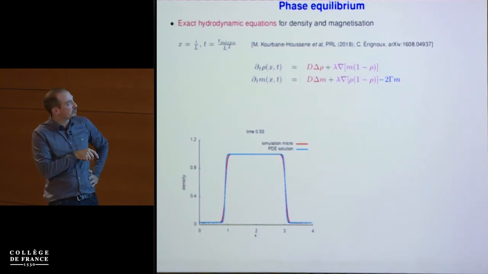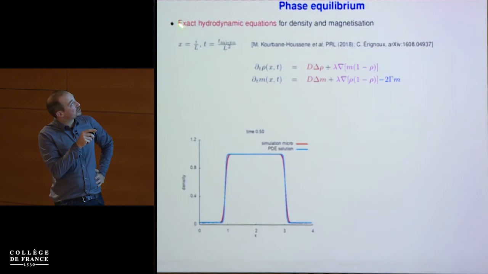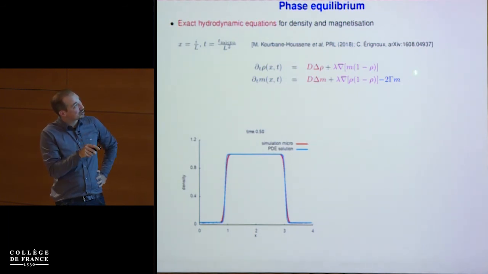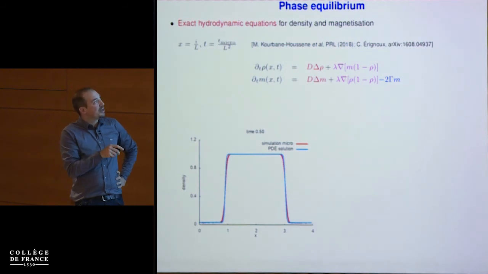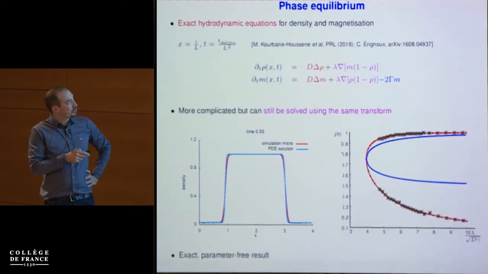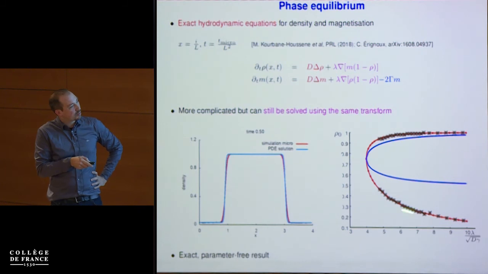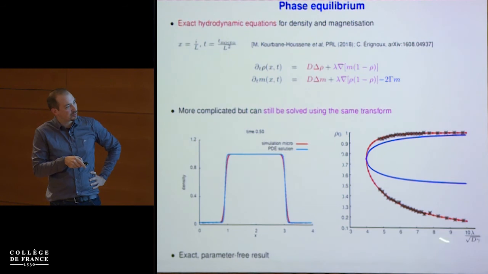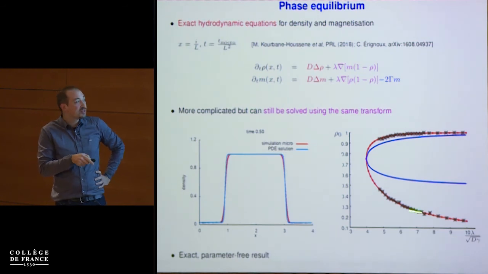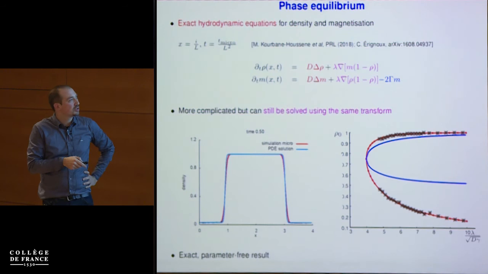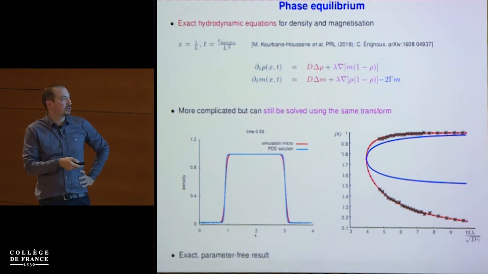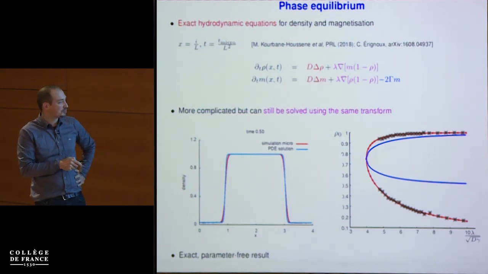You have a bit of rounding because of the averaging. But what's interesting is that for these, we know how to derive hydrodynamic equations which are exact and which are given by that. They're a bit more complicated than the ones I showed you before. Nevertheless, you can still solve them using the same type of change of variables. And here you have the phase diagram, the density versus the self-propulsion strength. Lambda is the self-propulsion strength. And you have this time an exact agreement, which is good news, between the exact solution and the microscopic simulations.